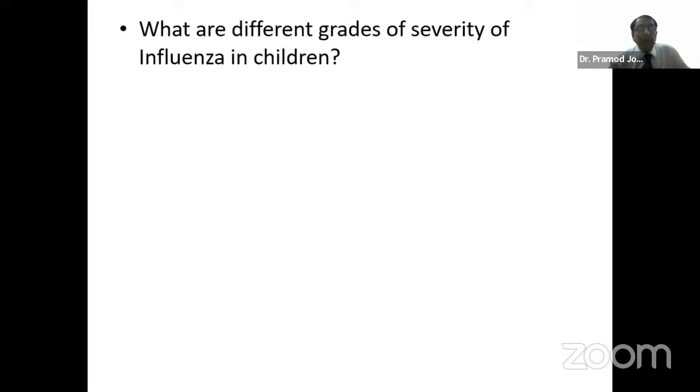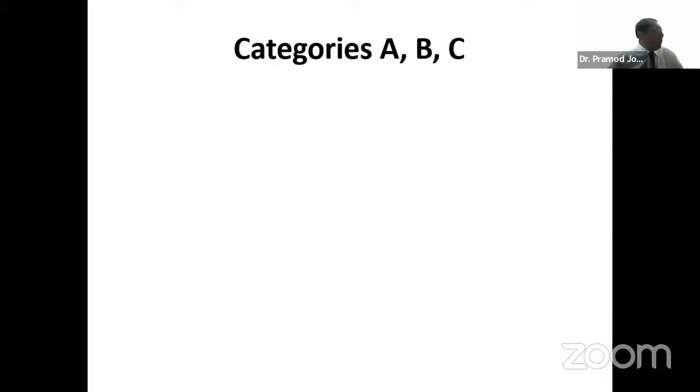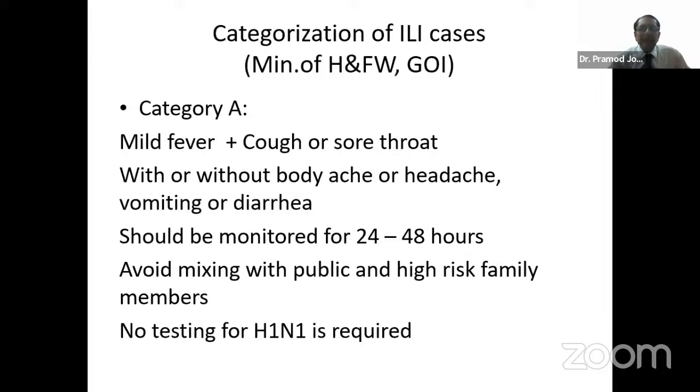So any person in the family can have some high risk condition, and that is why we have to be very careful for these people. Okay. And then the grading of the severity of influenza has been done in children. So there are three categories: category A, B, and C.